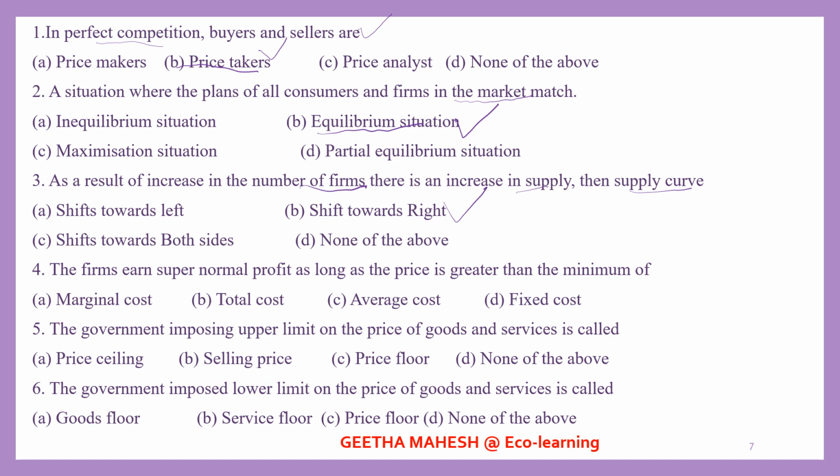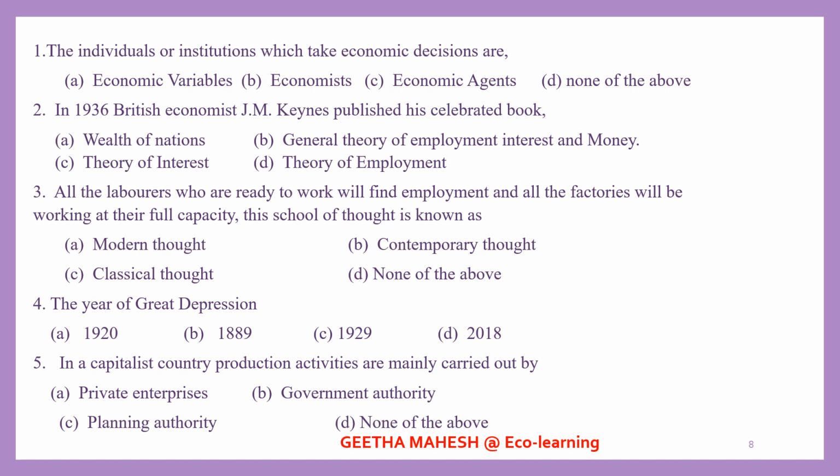Firms earn supernormal profit as long as price is greater than the minimum of average cost. Government imposing an upper limit on the prices of goods and services, so it is price ceiling. Government imposing a lower limit on the prices of goods and services, so that is price floor. Individuals or institutions which make economic decisions are called economic agents. In 1936, the British economist J.M. Keynes published a celebrated book, the General Theory of Employment, Interest and Money.